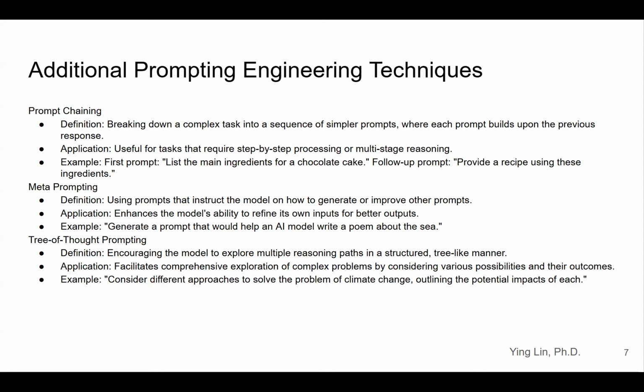So, like, we can use prompt chaining to generate a recipe. So the first prompt is: list the main ingredients for a chocolate cake. And the follow-up prompt is: provide a recipe using these ingredients. So prompt chaining ensures accuracy and logical flow, making AI-generated content more structured and useful.